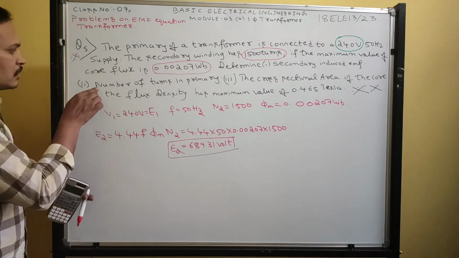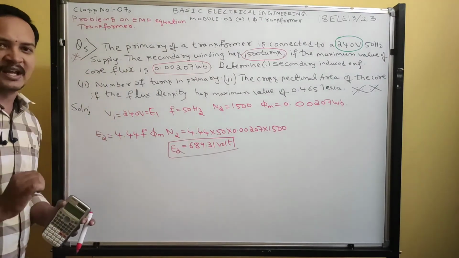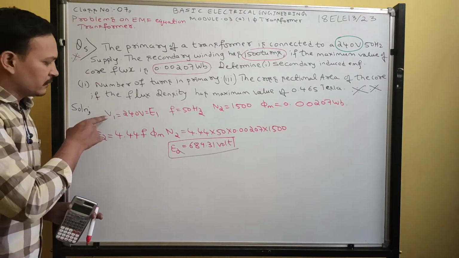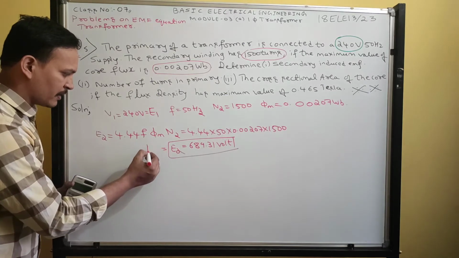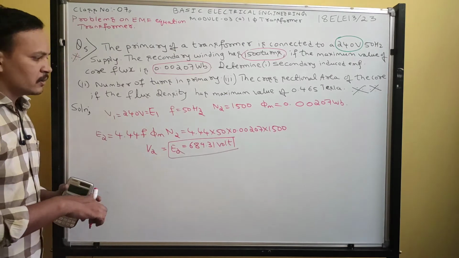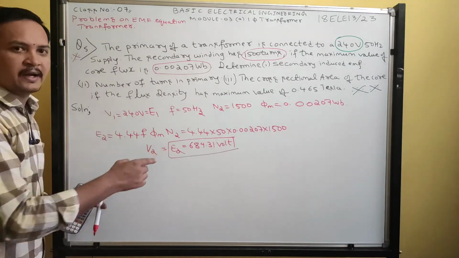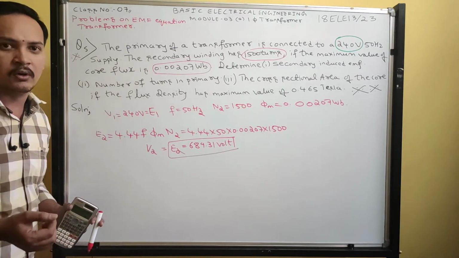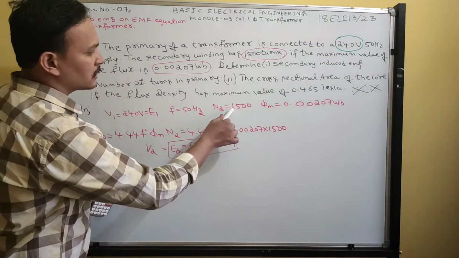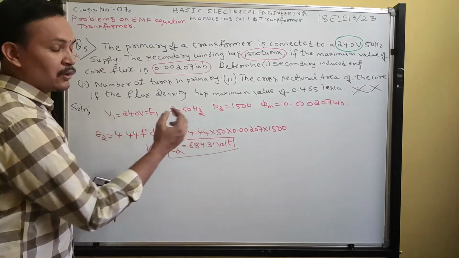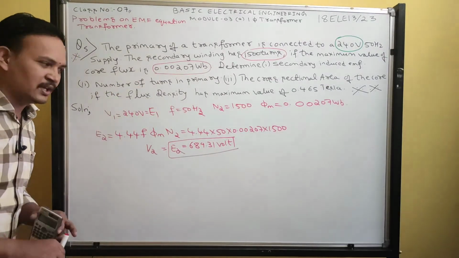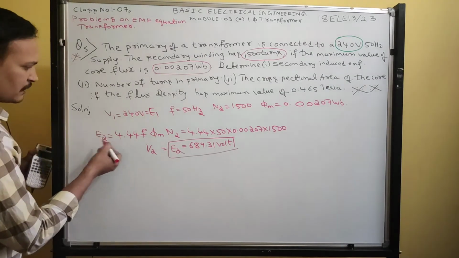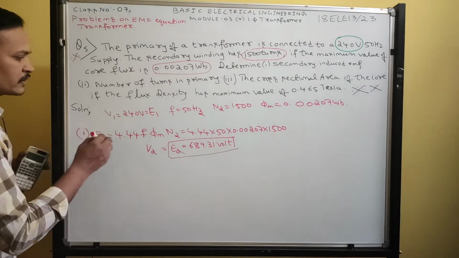And they asked how many number of turns in primary. See, V1 is the same as E1 and E2 is the same as V2. So by knowing E1 and E2, I can easily find the K value. And they have given N2. By knowing the K value, I can easily find the number of turns in primary. So this is the solution. Whatever I have written is the solution for the first question.